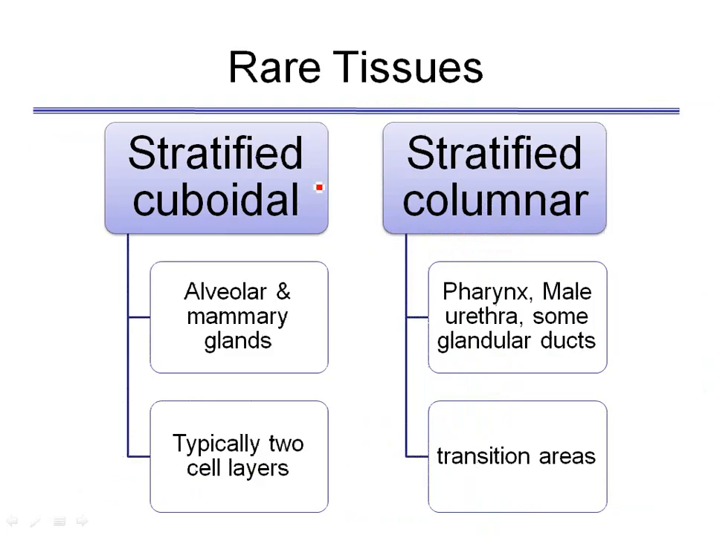Alright, things that are very rare in the body: stratified cuboidal, stratified columnar. Stratified cuboidal you'll find in alveolar and mammary glands. Usually it's just 2 layers anyway. Stratified columnar is in some hit or miss spots, and it's really in transitional layers anyway. If I ask you about tissue, I'm not going to ask you about these 2 because they are rare. So you should spend your time understanding in depth all of the others.